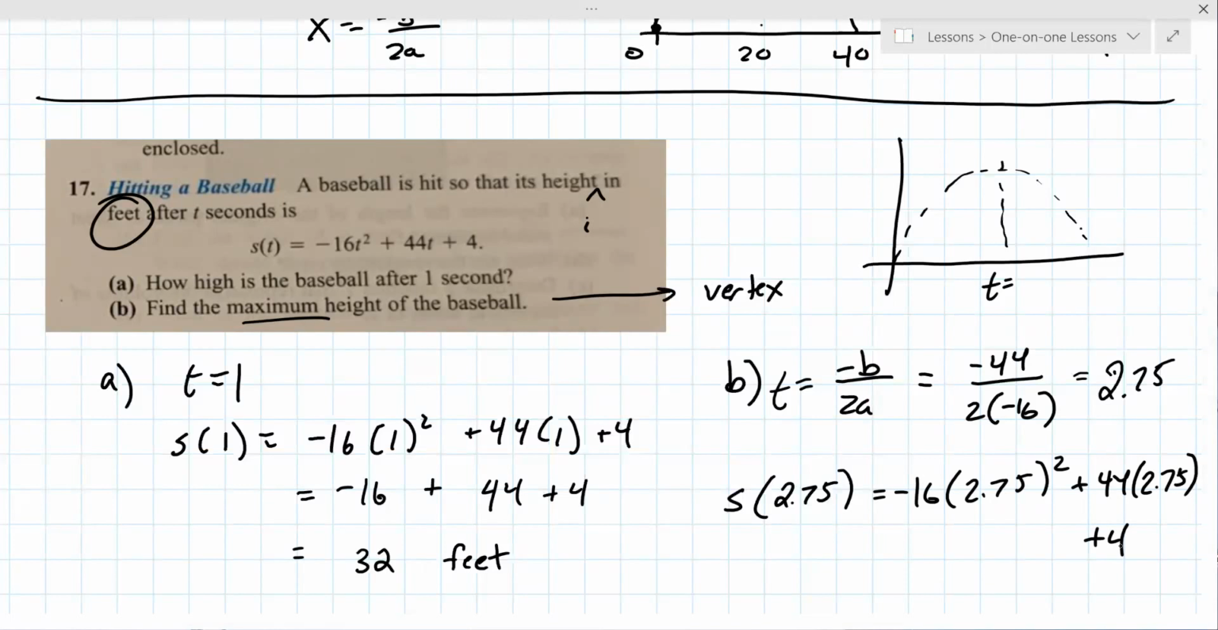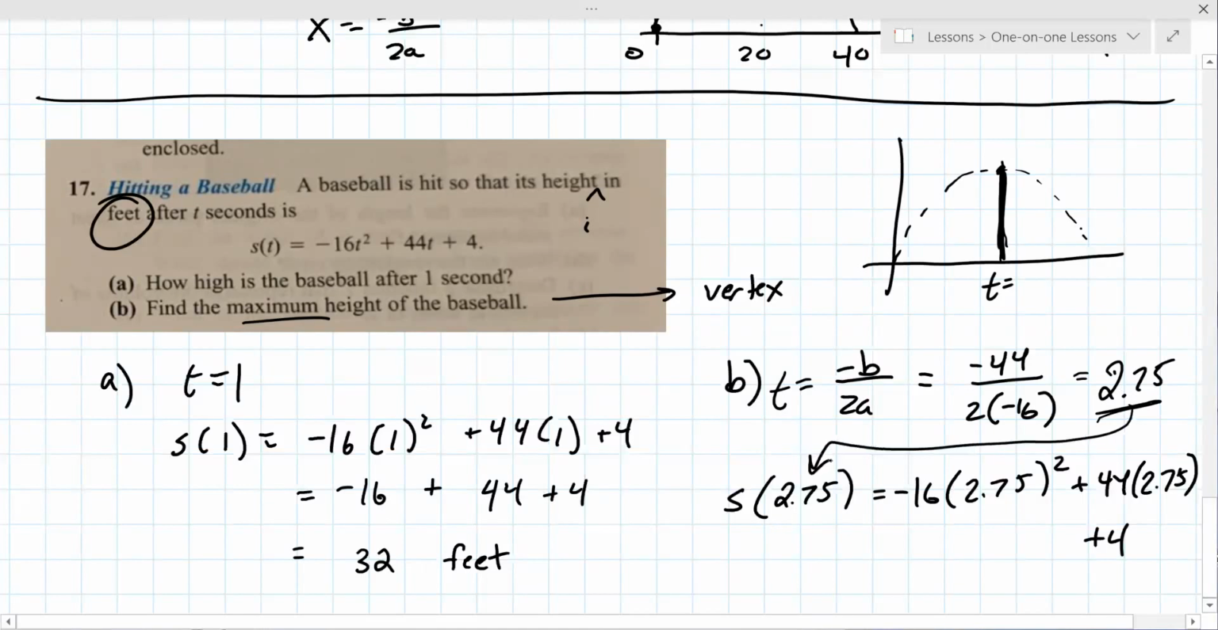What does that 2.75 represent? It represents the time, the x value, where it reaches its maximum height. And the s of t is just 2.75, right? No, the t is 2.75. The s of t is the value you get when you put that 2.75 back in to get the value out.